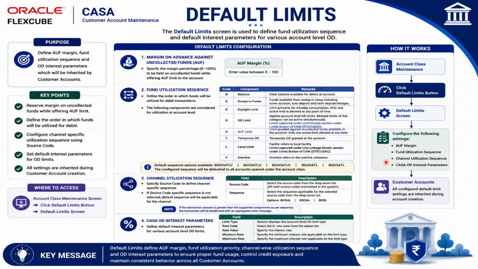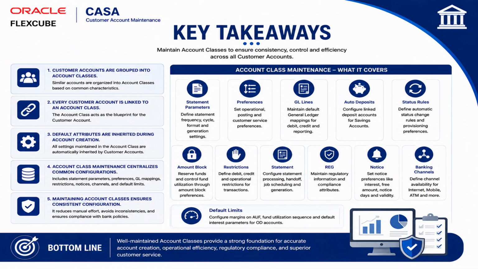Now let's quickly summarize what we've learned. An account class acts as a reusable template for customer accounts. It centralizes common configurations including statement parameters, preferences, GL mappings, restrictions, notice preferences, banking channels, and default limits. By configuring these settings once at the account class level, banks ensure consistent account creation, operational efficiency, and regulatory compliance across the organization.